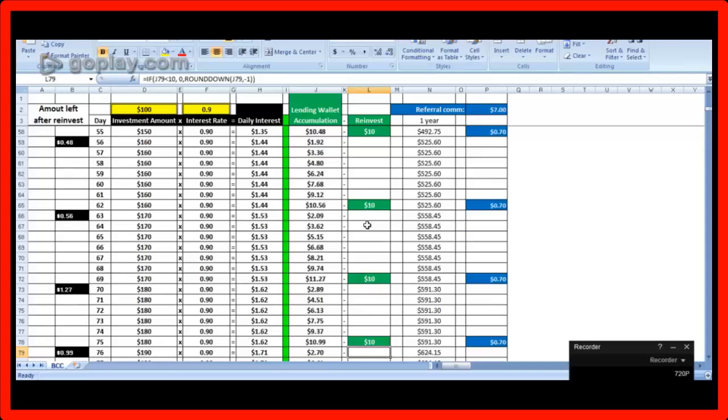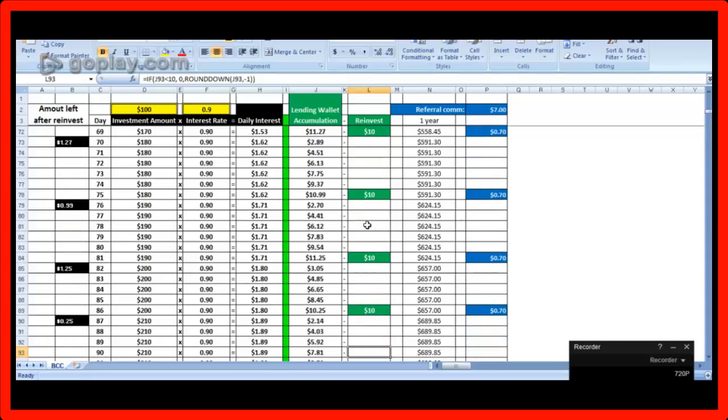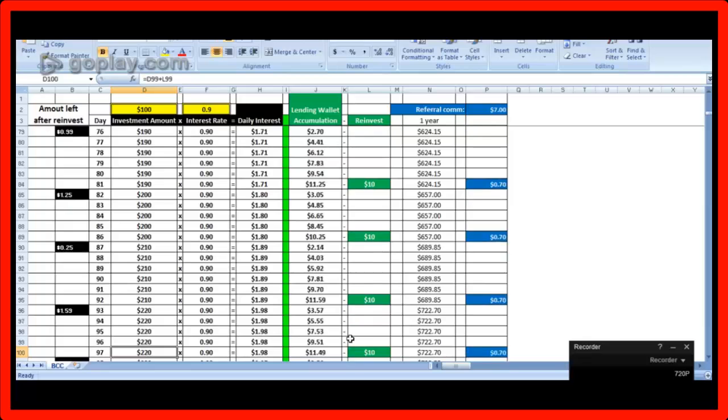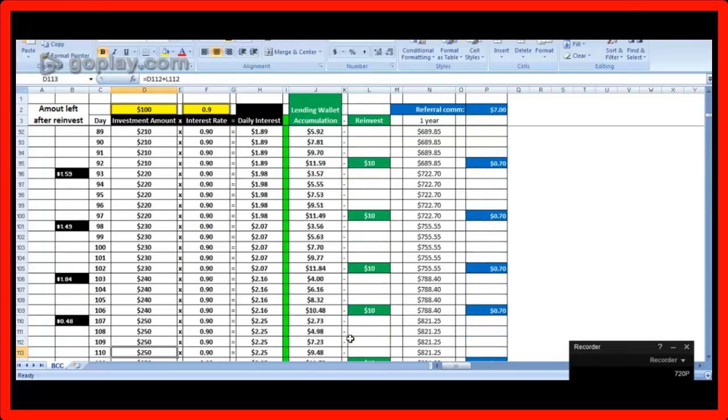So here's 3 months. Your initial $100 is now up to $210. You're getting $1.89 every day. So you can see how close the $10 are getting. Now it's every 5 days. Now it's every 4 days.